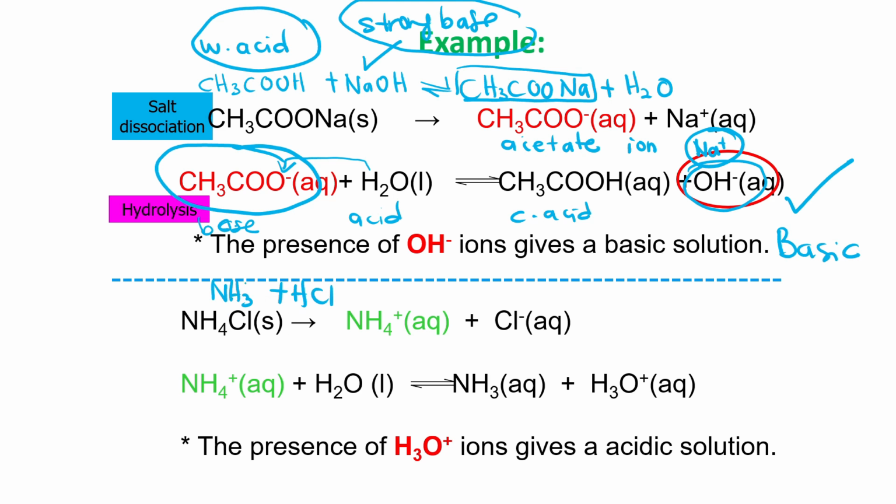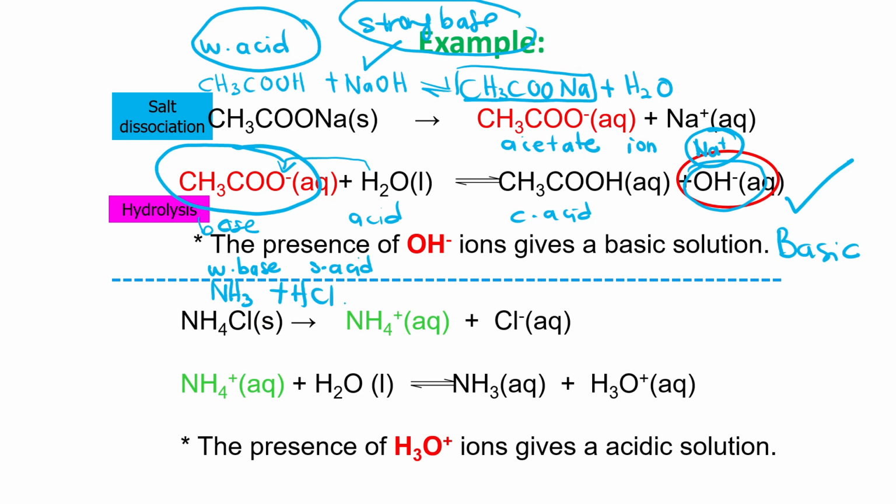So ammonia is a weak base. HCl is a strong acid. Jadi siapa lebih dominan di sini? Strong acid. Maksudnya garam ini sebenarnya dia akan bersifat acidic. So macam mana kita boleh tahu dia adalah bersifat acidic?